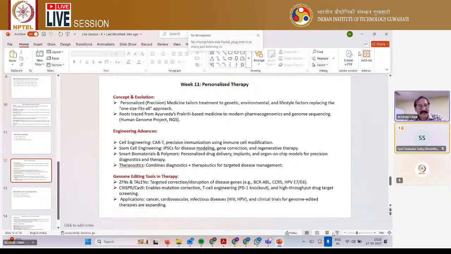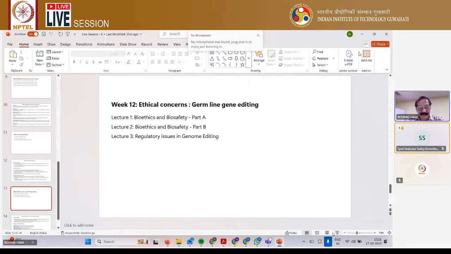Then we have concepts like theranostics, where we combine both diagnostics and therapeutics for targeted disease management. In this context, genome editing tools are used for targeted correction or disruption of disease genes. CRISPR-Cas9 technology has enabled mutation correction, T cell engineering like PD-1 knockout, and high throughput drug target screening. This has been applied in cancer, cardiovascular, infectious diseases, and clinical trials for genome-edited therapies, and their applications are expanding day by day.